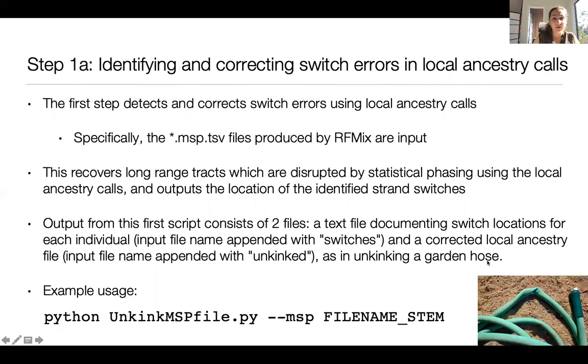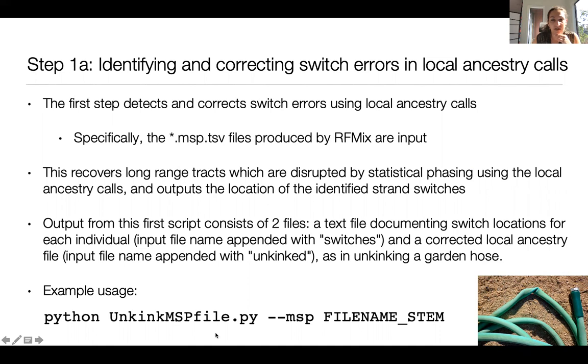But what I'd like to spend more time on is the actual Tractor scripts. So this first step in our pipeline is what's going to detect and correct for switch errors from phasing by using our local ancestry calls. You can see our supplementary information and extended data figures 1 and 2 in our manuscript for some additional context around what we mean by this. This step uses RFMix ancestry calls as input and is implemented with the script unkink_msp_files.py, which tracks the switch locations and corrects them.